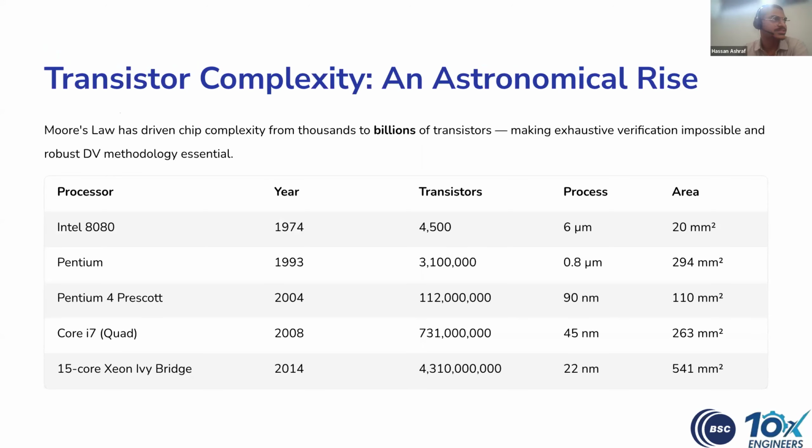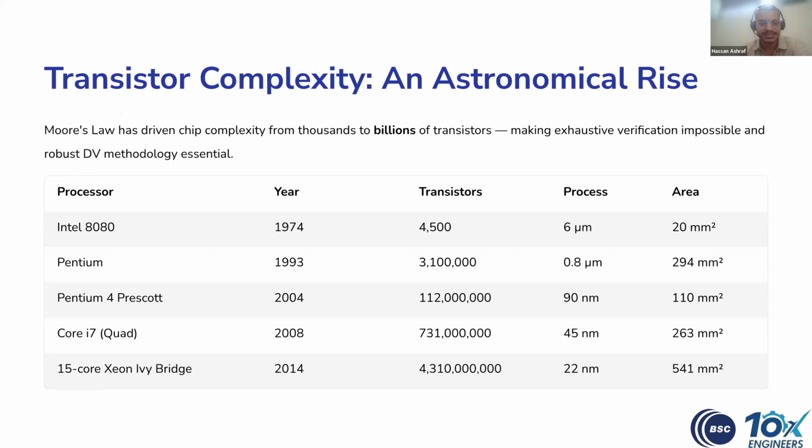Another example is the transistor complexity. In modern designs, we have billions of transistors. In the early stages, you can see in the earlier CPUs from Intel back in the 1900s, the number of transistors was less on the board, so less verification was required at that time. But now, more transistors, more complex designs, and more challenge for the verification engineers.